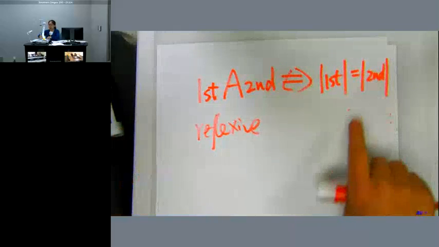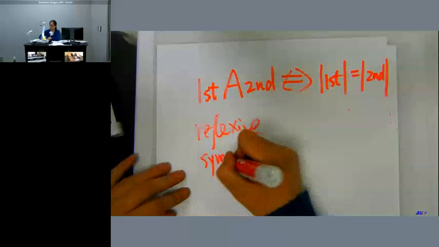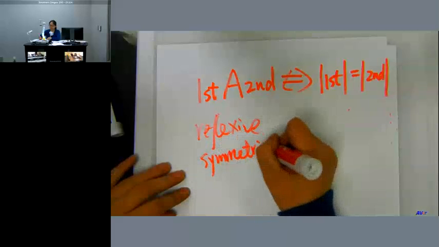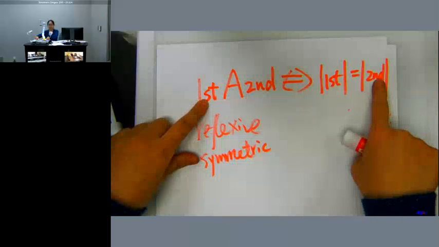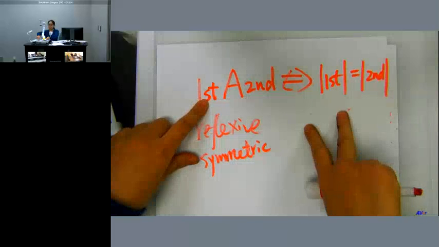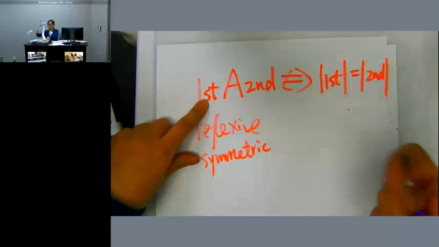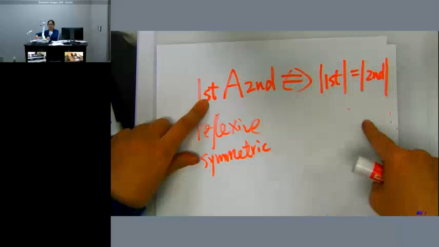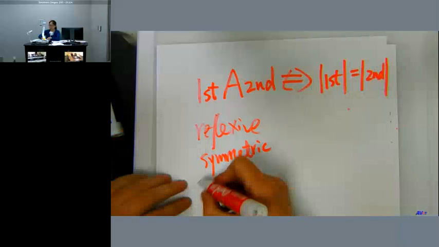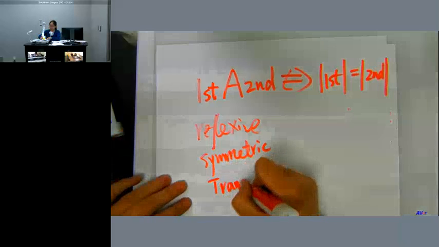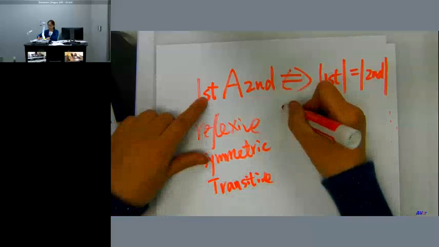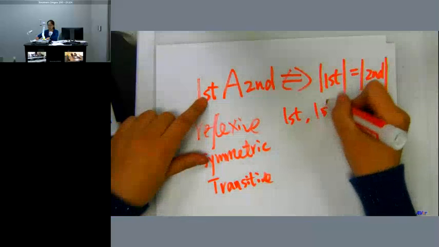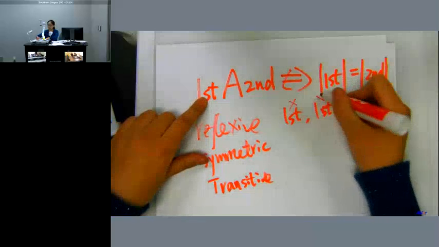Okay? What about symmetric? What do we need to check? Suppose the first number's absolute value is equal to the second number's absolute value. Can you prove, switching them, the second number's absolute value is also equal to the first number's absolute value? Right? Okay? Now, transitive, what do we check? Transitive, you have 3 numbers.